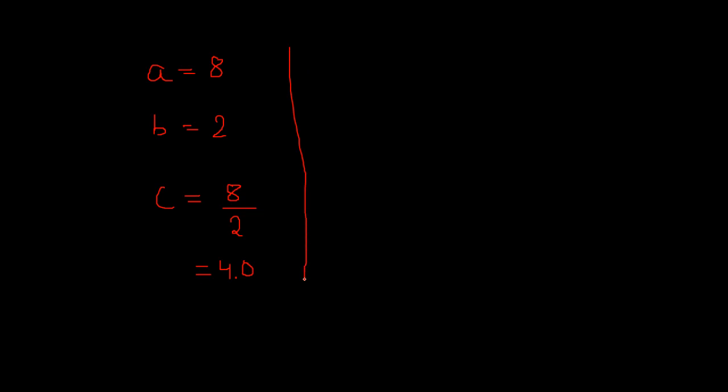But suppose the user entered the value of a as 0, and the value of b entered by the user is 2, right? Then what will happen? c is equal to a divided by b, which is 0 divided by 2, right? In that case we will get the answer as 0, or 0.0 if you want. So in this case the answer will be 0.